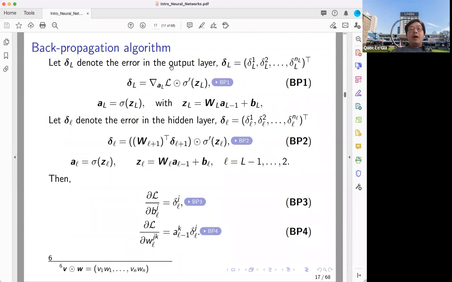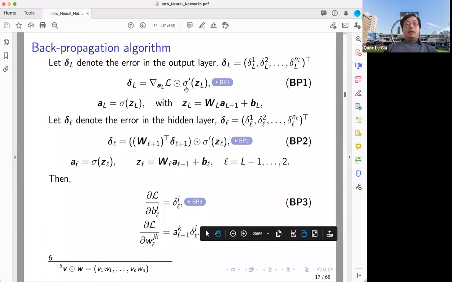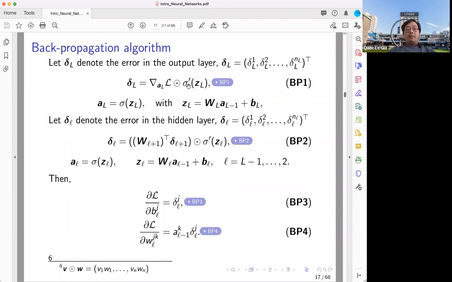Yeah, then the delta L could be computed by this formula. So this is the gradient of the loss function with respect to the activation in the last layer. And this circle dot is a Hadamard product, which means that if you take two vectors, you take the multiplication element-wise, and you leave it like a vector like this. Then you circle dot with the derivative of the activation function of the ZL in the very last layer.